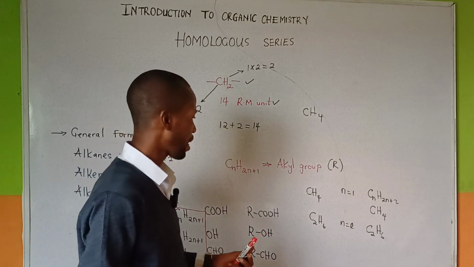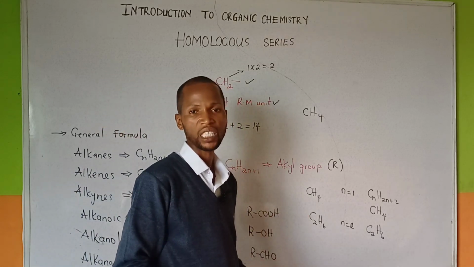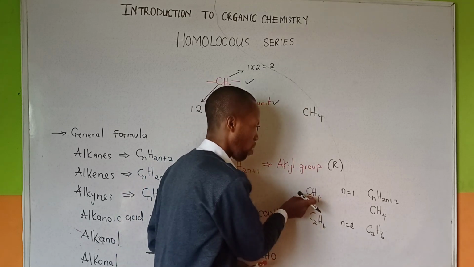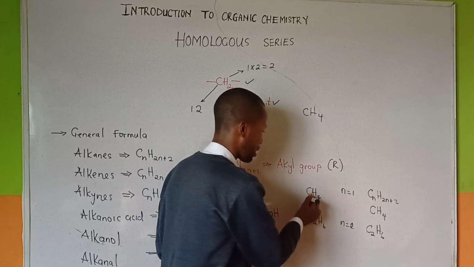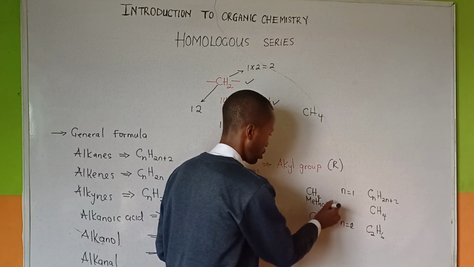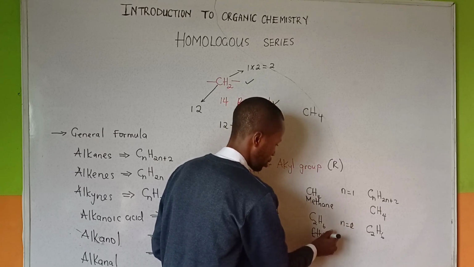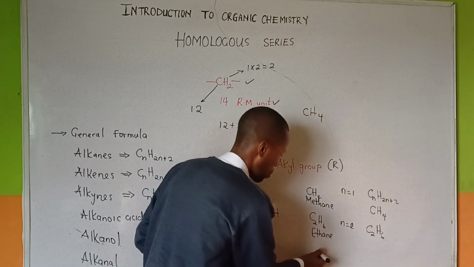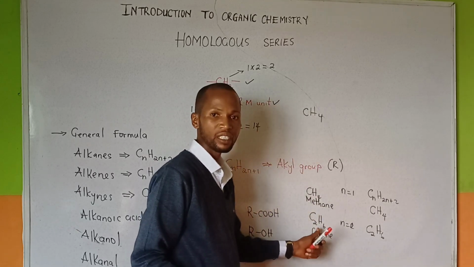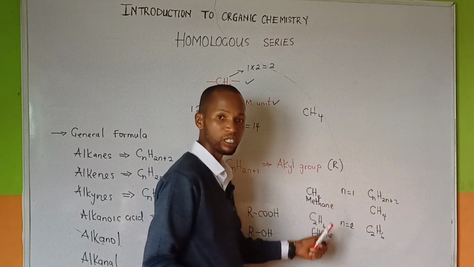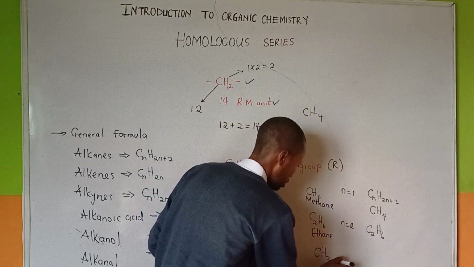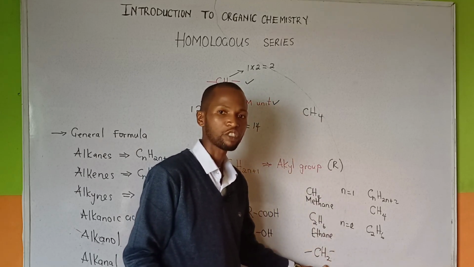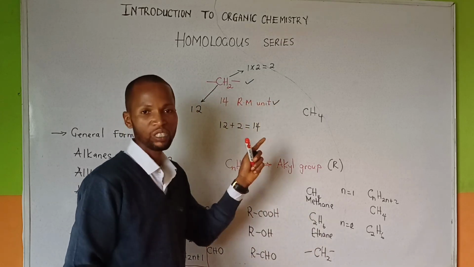Then I said earlier that successive members differ from the next by a CH2 group or relative molecular mass unit of 14. Compare methane with ethane right here, methane and ethane. The difference in their carbon atom is 1. 2 minus 1, we have 1 carbon atom. The difference in their hydrogen atom is 2. 6 minus 4, we have H2. So members of the series differ by a CH2 group or relative molecular mass unit of 14.